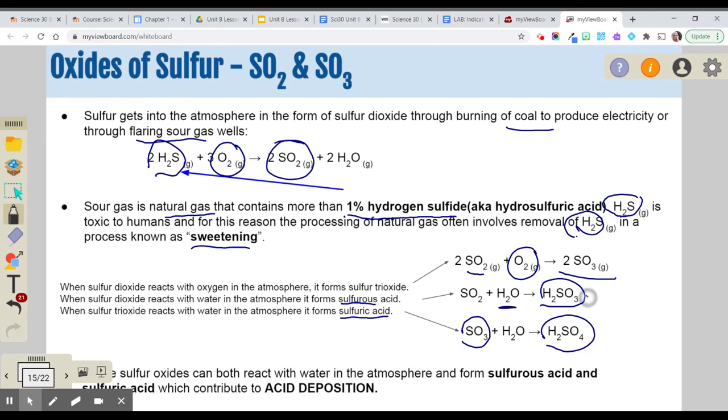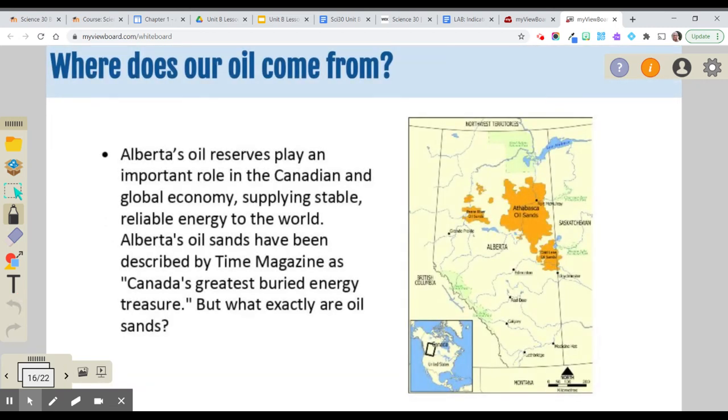Both of these acids here will form acid rain or acid deposition when they go up into the atmosphere and react with water. But they're in the atmosphere. When they come down in the rain, they are acid rain. Okay, so it's a little bit about where's our oil coming from, and how does this relate to what we were just talking about.